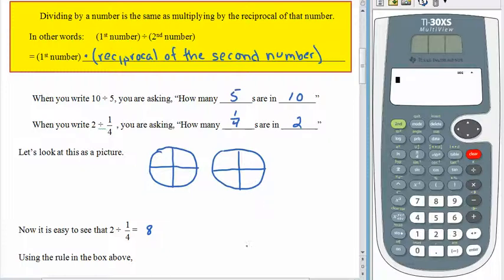If we use the rule up there in the yellow box to figure out the answer to 2 divided by 1/4, we would keep the first number the same, change the division to multiplication, and multiply by the reciprocal of 1/4, which is 4/1. Oh yeah, see? That's where the 8 comes from. It works out really nicely. So we don't actually have to learn any new procedures except to rewrite division as multiplying by the reciprocal. So let's try one. Flip the page.